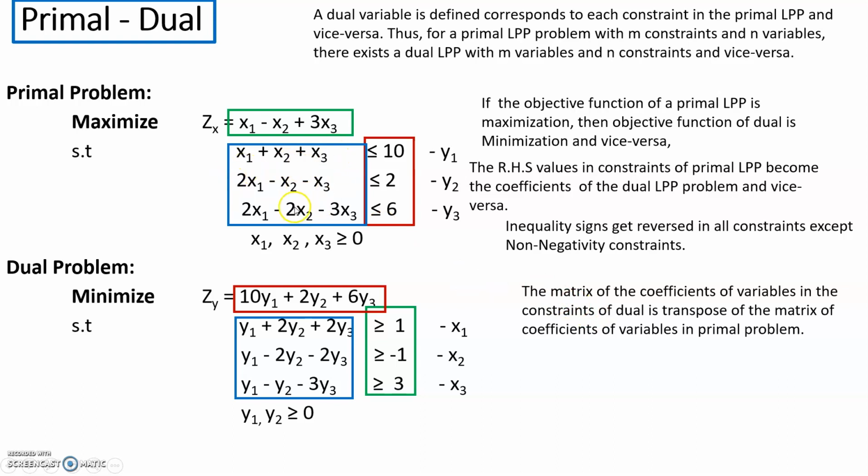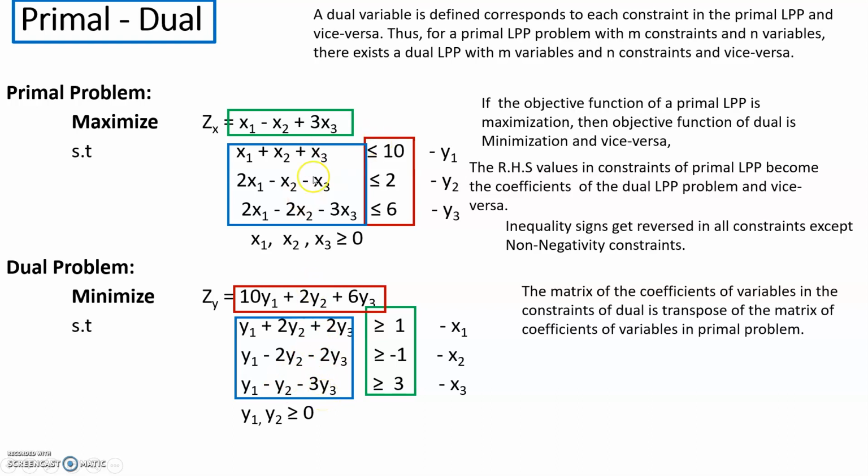Now the coefficient matrix. The matrix of the coefficients of variables in the constraints of the dual is the transpose of the matrix of coefficients of variables in the primal problem. So here coefficients in the first row, or you can say x1, x2, x3, are 1, 1, 1. So the first row becomes the first column of coefficients in the dual problem. In the second, 2, -1 becomes the second column of the dual problem, 2, -2, -1, and similarly for the third variable.